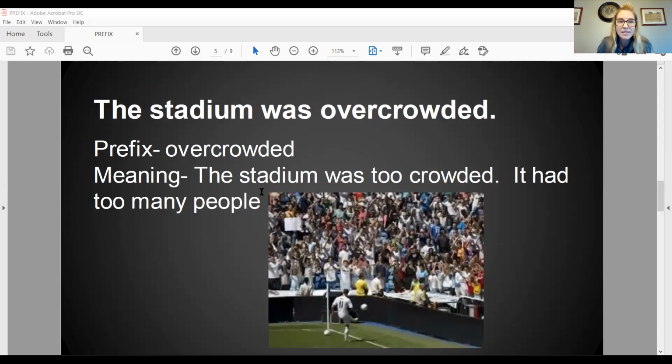If you look at our next sentence, this one is for all you sports fans. The word is overcrowded. So the sentence reads, the stadium was overcrowded. So the prefix in this sentence is overcrowded. The meaning is the stadium was too crowded. Look at all of those people in that stadium. It had too many people in it. So the prefix again is over, the root word is crowd, and the ending is ed.